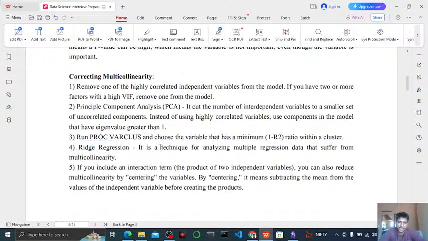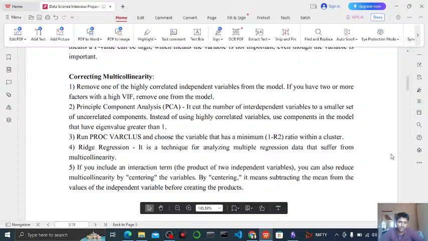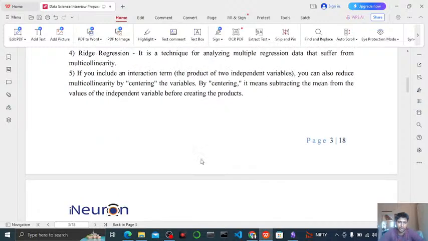Ridge regression is a technique for analyzing multiple regression data that suffers from multicollinearity. If you include an interaction term, the product of two independent variables, you can also reduce the multicollinearity by centering the variables. By centering, it means subtracting the mean from the values of the independent variables before creating the products.